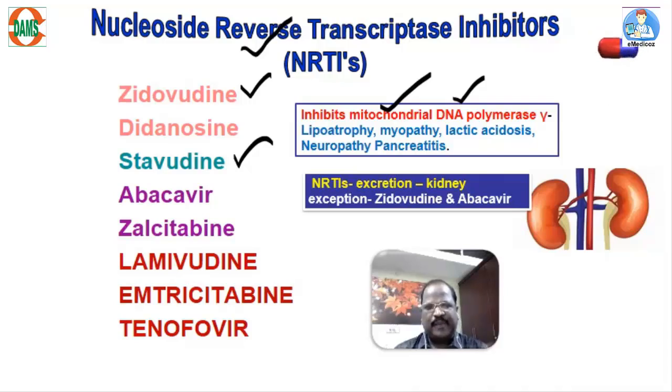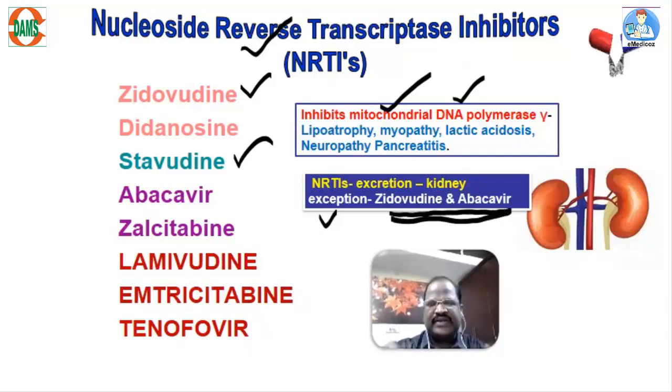some common problems. Another important information, all the NRTIs generally undergo excretion through the kidney, so they need dosage modification in kidney failure, exception Zidovudine and Abacavir. Remember doctor, the two NRTIs which are safe in kidney failure patients are Zidovudine and Abacavir. That's about general information. Hereafter, we are going to discuss individual drugs and their important information.